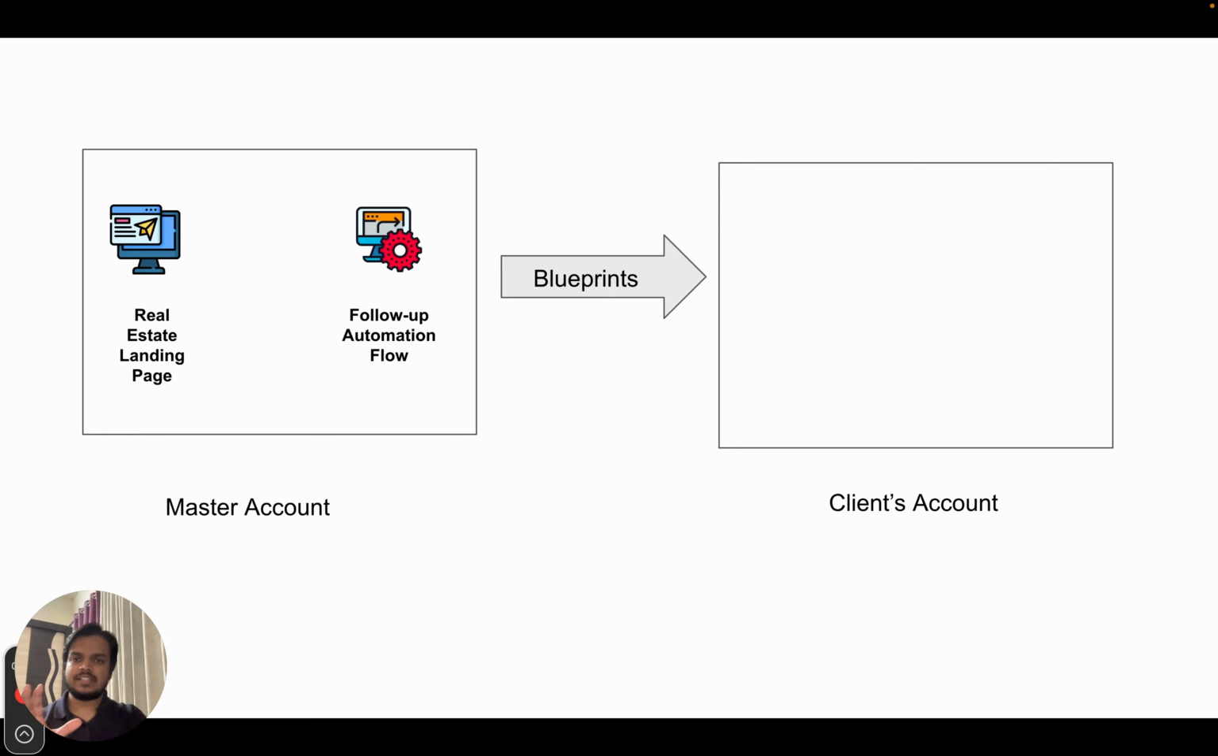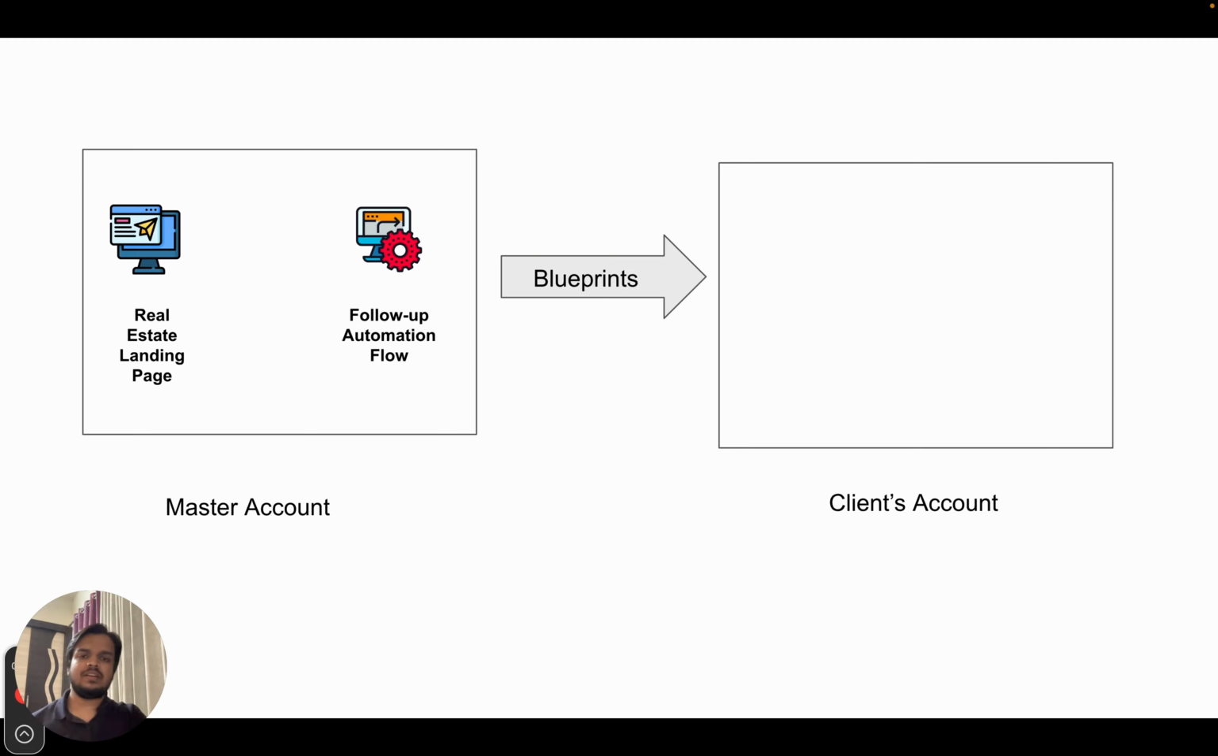So this means that a blueprint can package these two things, right? It's not going to take everything from your account. Obviously you will have to tell the blueprint what exactly you want to package inside it, and you can name it whatever you want. Let's say I name this blueprint real estate bundle, right? So inside this real estate bundle we have two things: the real estate landing page and the follow-up automation.